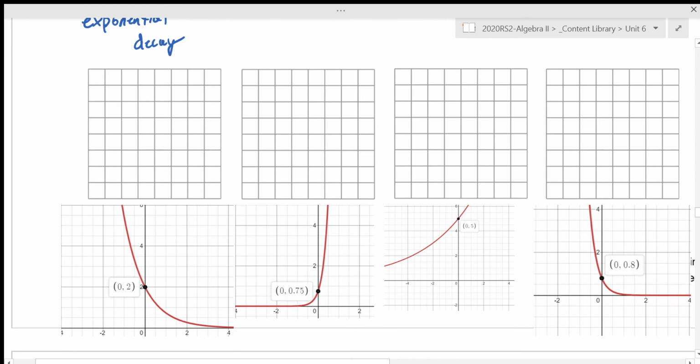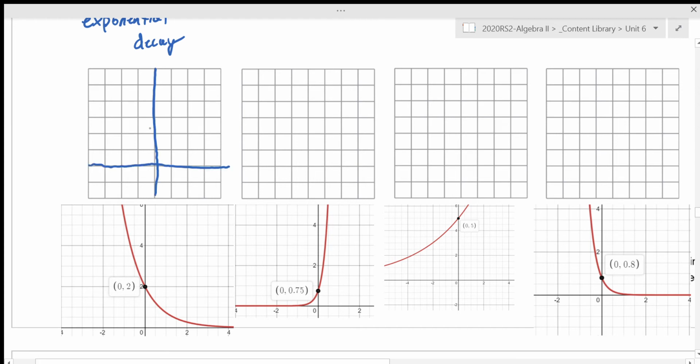I've printed out a graph here from Desmos, and you'll see that there is a nice point that the graph goes through, and it's at 0, 2. So we will graph the point at 0, 2, and it appears that the x-axis is the asymptote, meaning the graph is going to approach the x-axis, but never actually touch it. So we'll use that to just sketch out our graph.